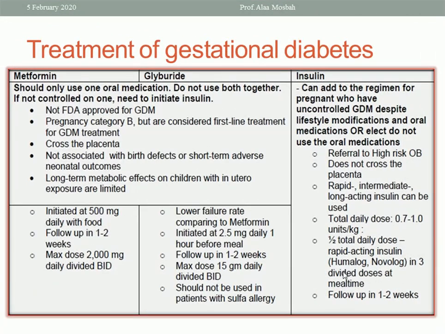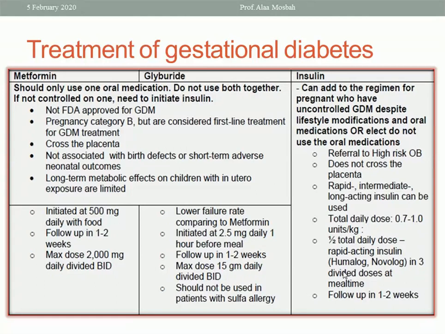It is suggested by some. So, this table compares different lines of therapy: metformin, glyburide, insulin. As regards oral hypoglycemic drugs, metformin and glyburide, you should only use one oral medication. Don't use both together. If not controlled on one, you need to initiate insulin.